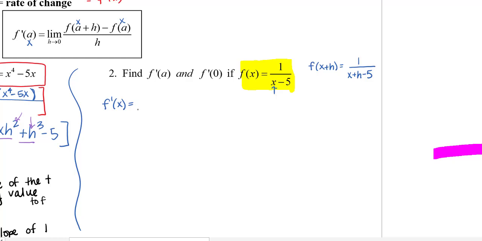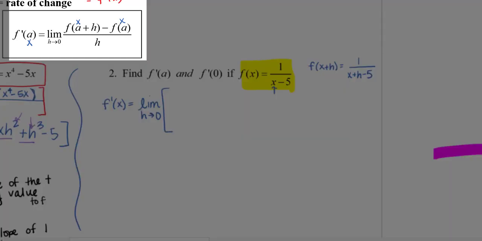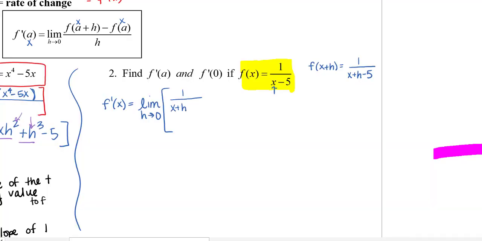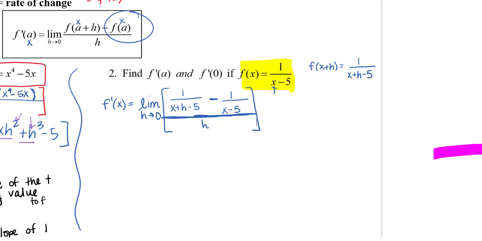So I think I'm ready to go. f prime of x is this limit. Again, without a limit, you don't have calculus. Calculus is the study of limits. Of f of x plus h, which I know to be this fraction right here, 1 over x plus h minus 5, minus your f of x, which was given, all over h. And this is where we insert all of the algebra that we did on that other page.